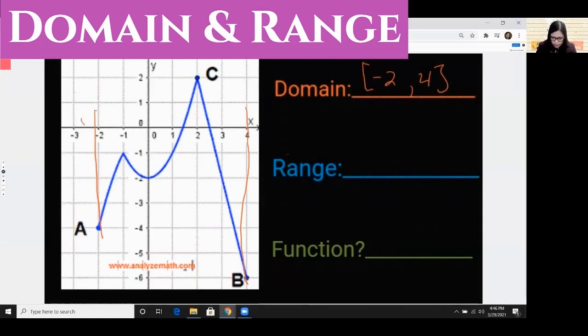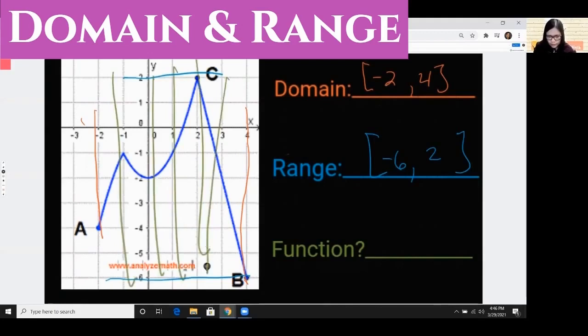And then for the range, it stops in here, negative 6 going to positive 2. So again, both are brackets since both ends on the y-axis are closed dots. So we have negative 6, the lesser number first, going to positive 2. Then is it a function or not? Let us use the green vertical line test. So for every vertical line test, it just touched our graph once. So if it touched the graph once, it is a function. Check your answer and what you have answered a while ago.